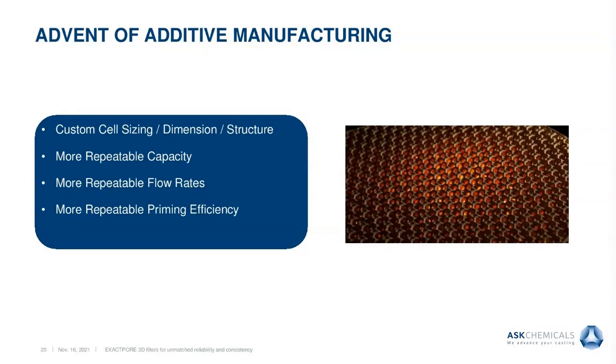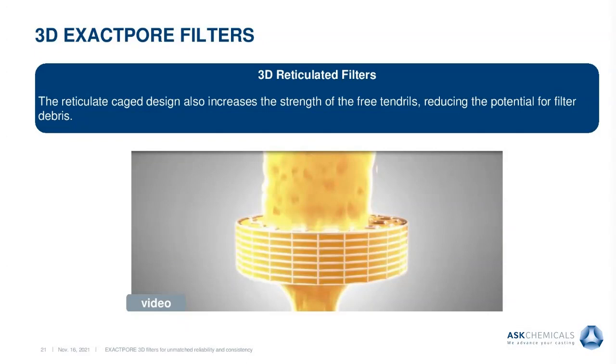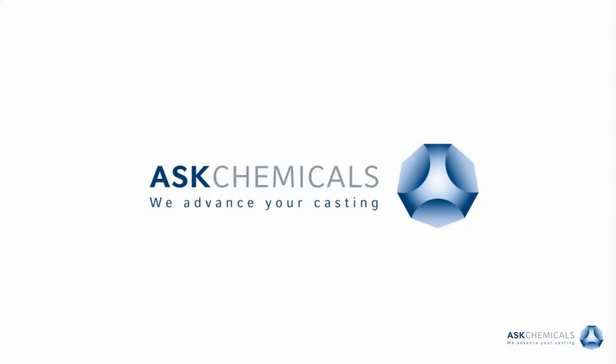With the advent of additive manufacturing, custom cell sizing, dimension, and structure were achieved. This led to more repeatable capacity, flow rates, and priming efficiencies. The ASK product name for a 3D filter is called the Exact Pour filter. I would like to take a second to show a quick video on ASK's Exact Pour filters.